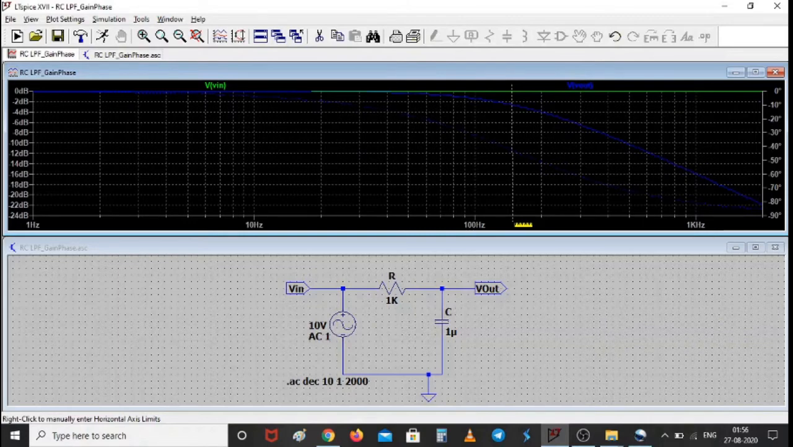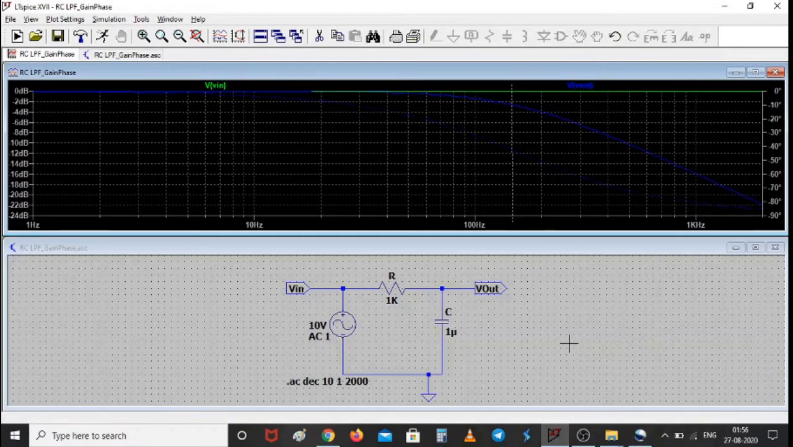Okay, so with R equal to 1 kilo ohm, C equal to 1 microfarad, the upper cutoff frequency is given by 1/2πRC, so that is going to be roughly 159 point something hertz. From here to here it is 200, 300, 400, 500, 600, 700, 800, 900, 1 kilohertz. So from here to here it is 200, so 159 will be somewhere here. So this is our cutoff frequency, which is normally called the upper cutoff frequency, right?